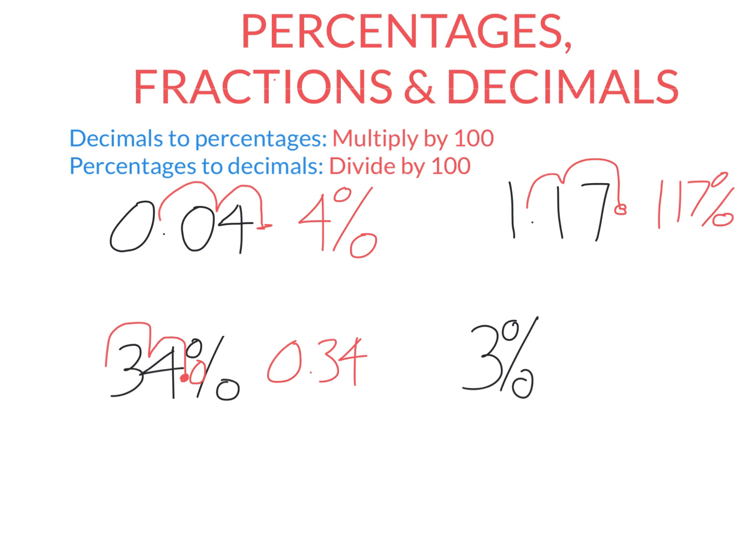What about 3%? Well, 3 is the same as 3.0. So we're going to divide by 100 to make it a decimal. So we move the decimal point 1 spot to the left, then we've run out of numbers. So we have to put a 0 as a placeholder. Decimal point moves there. 3% is the same as 0.03. How easy is that? Now let's look at converting between fractions and percentages.